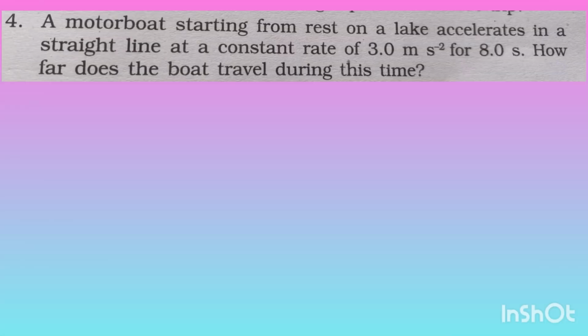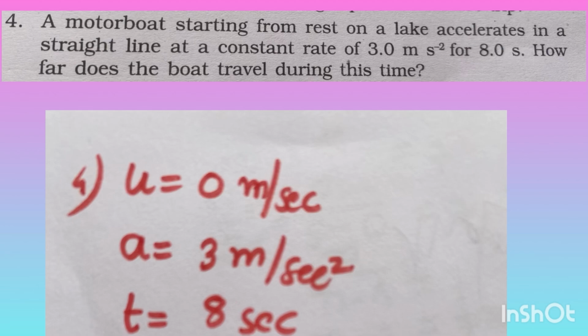Question number 4. A motorboat starting from rest on a lake accelerates in a straight line. Now starting from rest means initial velocity is 0. It accelerates in a straight line at a constant rate of 3 meter per second square. So acceleration is 3 meter per second square.